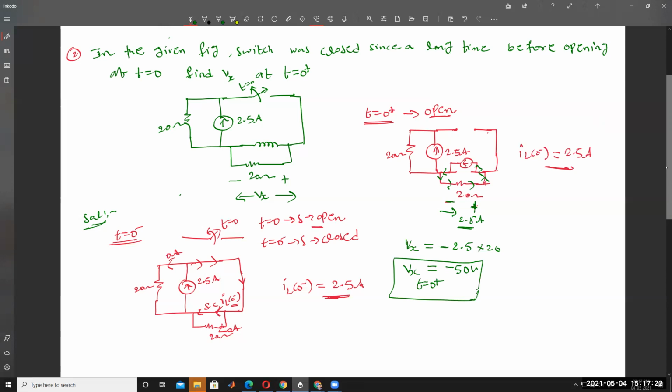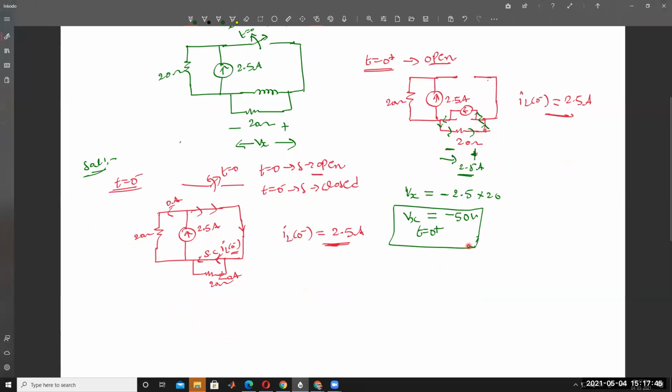Is it clear? This is the answer. At t equals 0 plus, the circuit condition is like this. The inductor is open circuit, but it is acting as a source. That's why the current is circulated like this, and opposite. Here plus, here minus, but the current enters at the negative terminal. That's why you will get minus 2.5 into 20. So Vx is equal to minus 50. Okay.